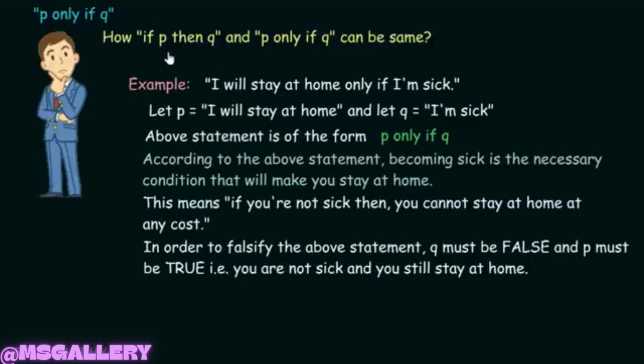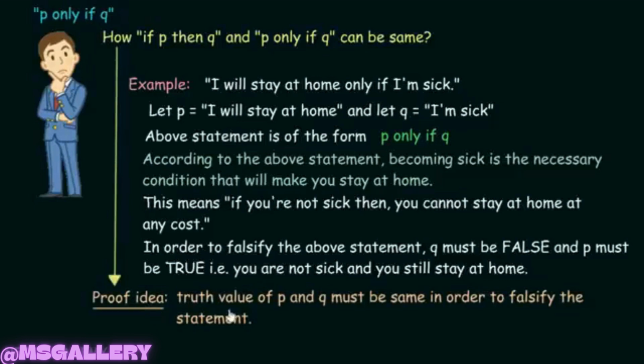Now we are going to prove that if P then Q and P only if Q are both the same. The proof idea is quite simple. The truth values of P and Q must be such that they falsify the statement.